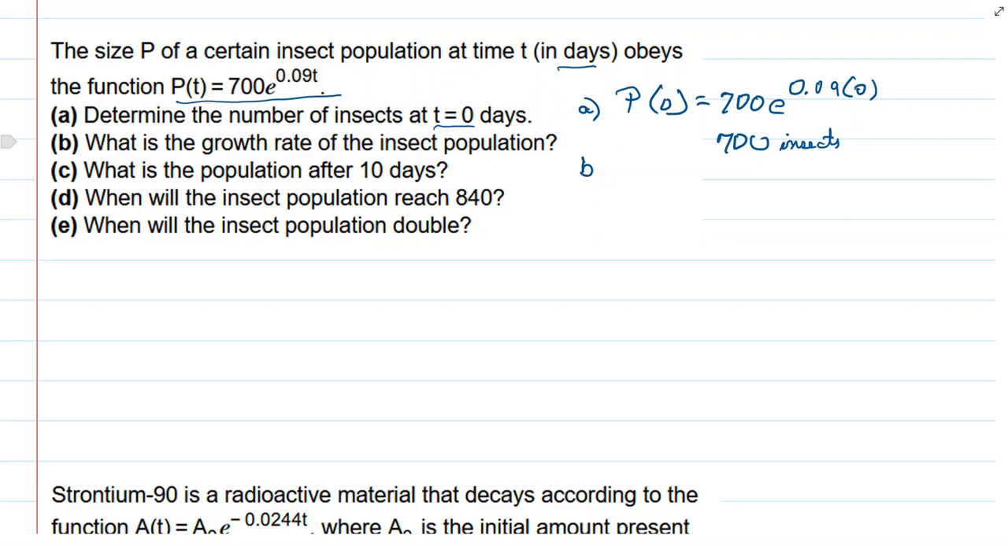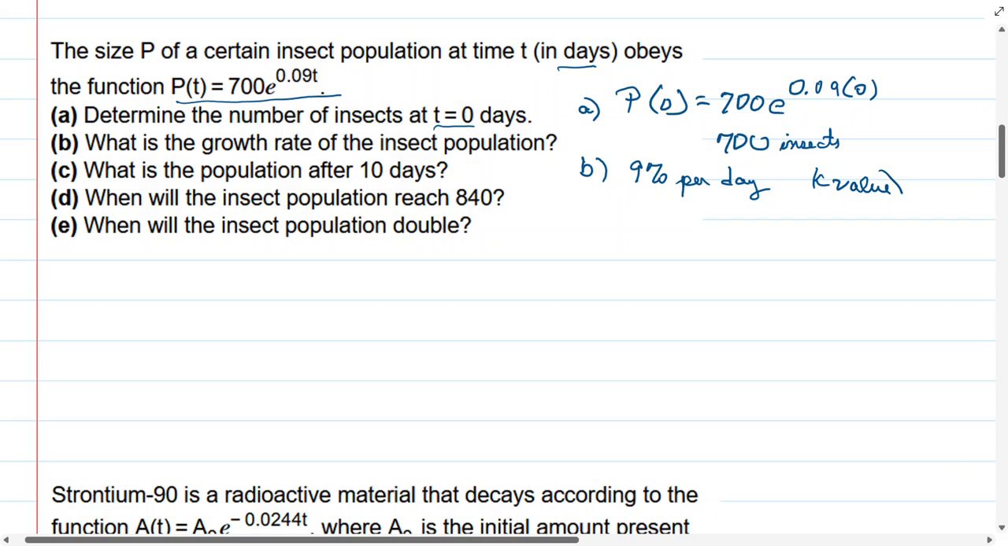Okay, on the B, it says, what is the growth rate of the insect population? And it is 9% per day. That is the k.